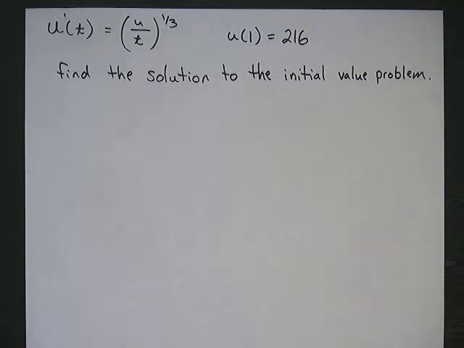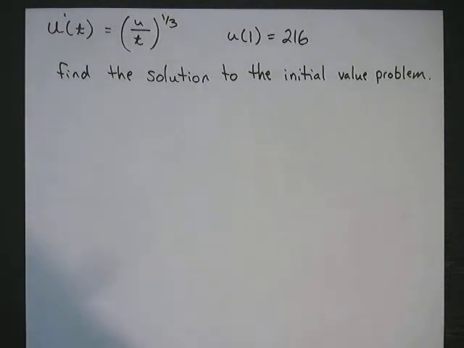In this problem, we're given the derivative of u of t is equal to u divided by t to the 1/3 power. We're also given that u of 1 is equal to 216, and we're asked to find the solution to the initial value problem.